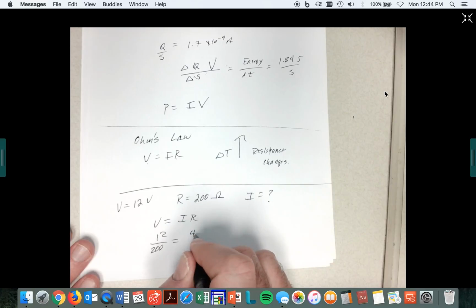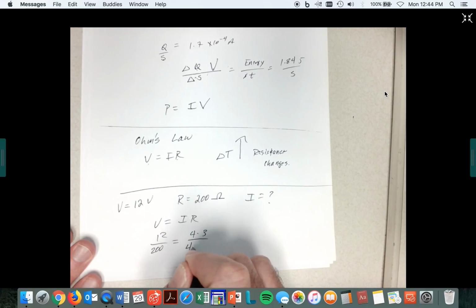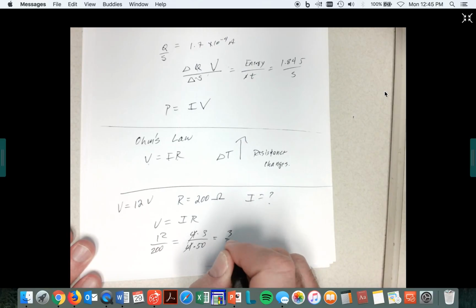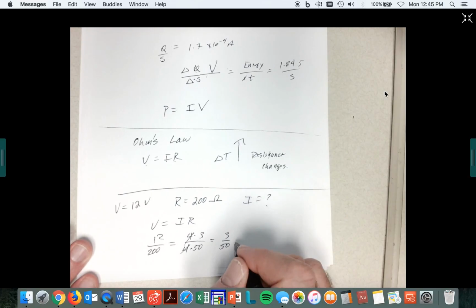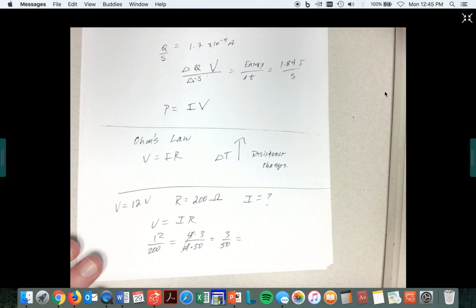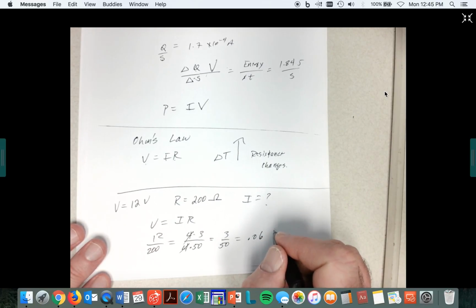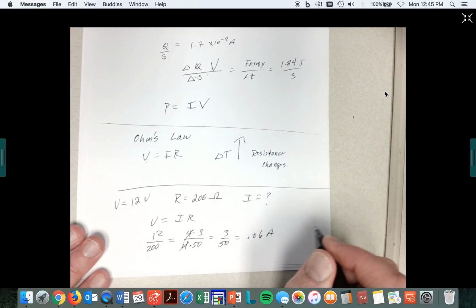So I've got 4 times 3 over 4 times 50, which is equal to 3 over 50. Which is equal to 0.06 amps. Not much amps.